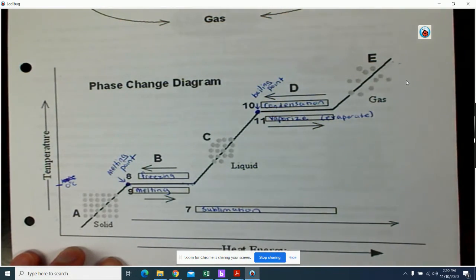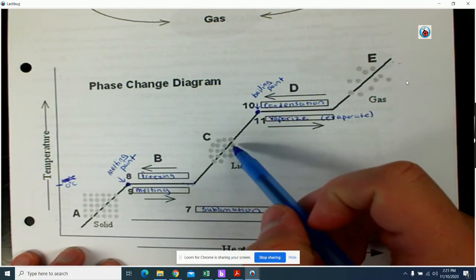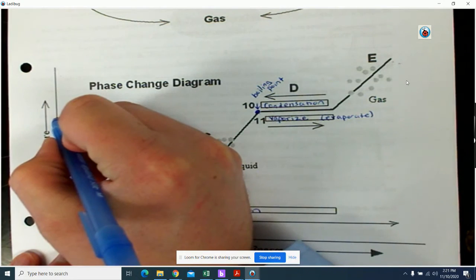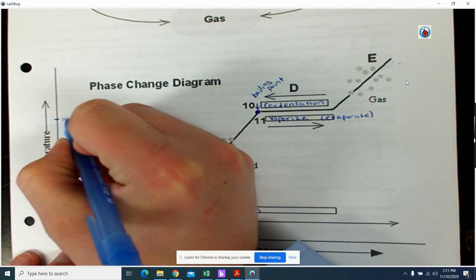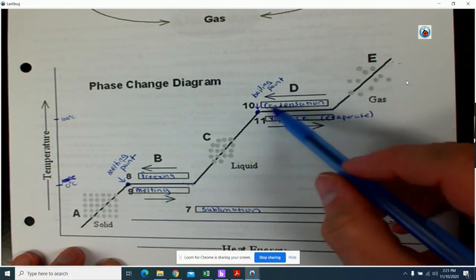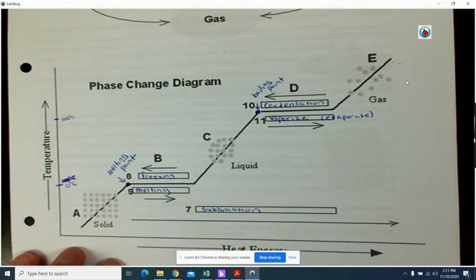And then if we go and we're here at boiling, we know that this would be 100 degrees Celsius because that's the boiling point of water. And then it would become a gas, obviously.